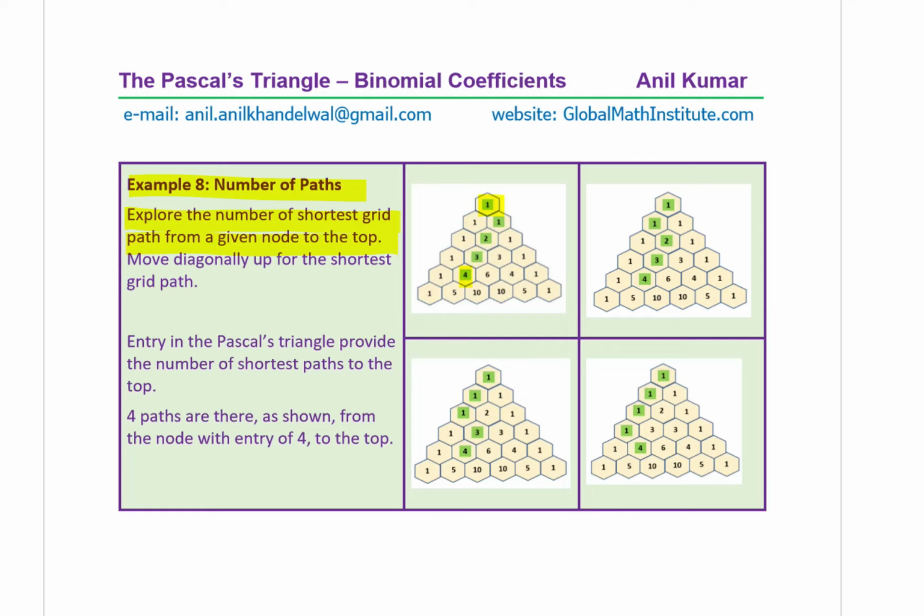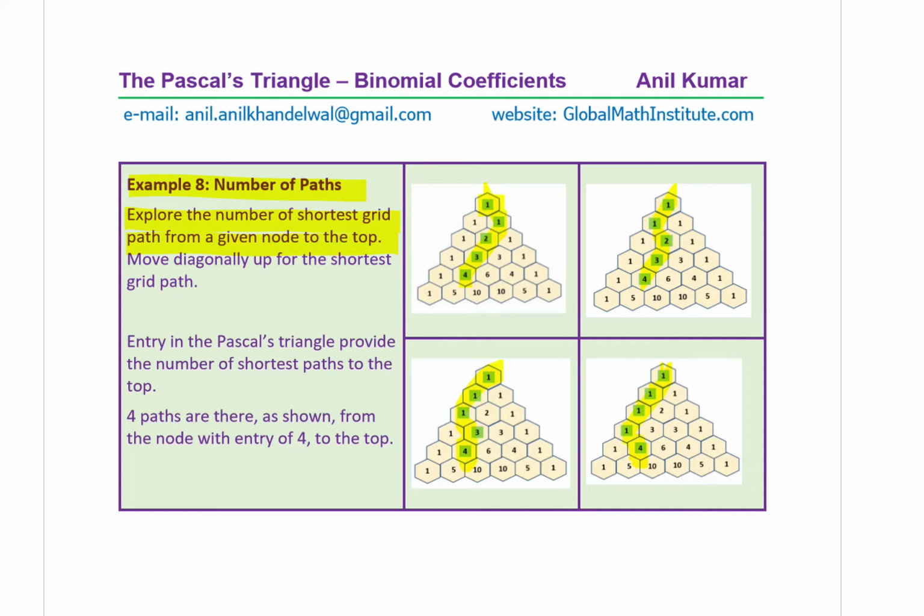So as shown here, to go from 4 to 1, that could be one path. This is the next path. This is the next path. And then that is the last path. If you are moving up diagonally, in that case, these are the 4 shortest paths. That is what it means, right? So they take 1, 2, 3, 4 steps to reach from 4 to 1. And how many paths are there? The number itself, which is 4. You get the idea. So in Pascal's triangle, the number itself tells you the number of paths.